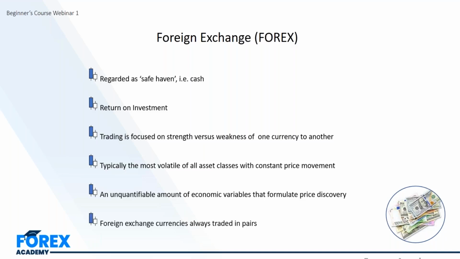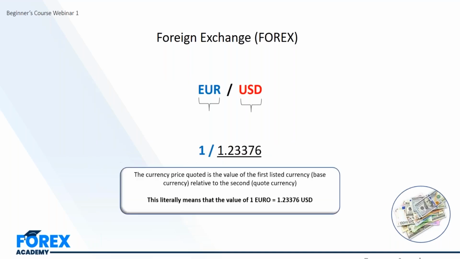Foreign exchange currencies always trade in pairs, so that's worth noting, and we'll have a look at the construct of a Forex pair. Here is the euro dollar. If we look in blue, we have the euro highlighted. That is what we know as the base currency. The second, in red, would be the dollar, and that is known as the quote currency. Basically, the base currency is our first leg, the one to the left, and the one to the right, our second leg, will be our quote currency.